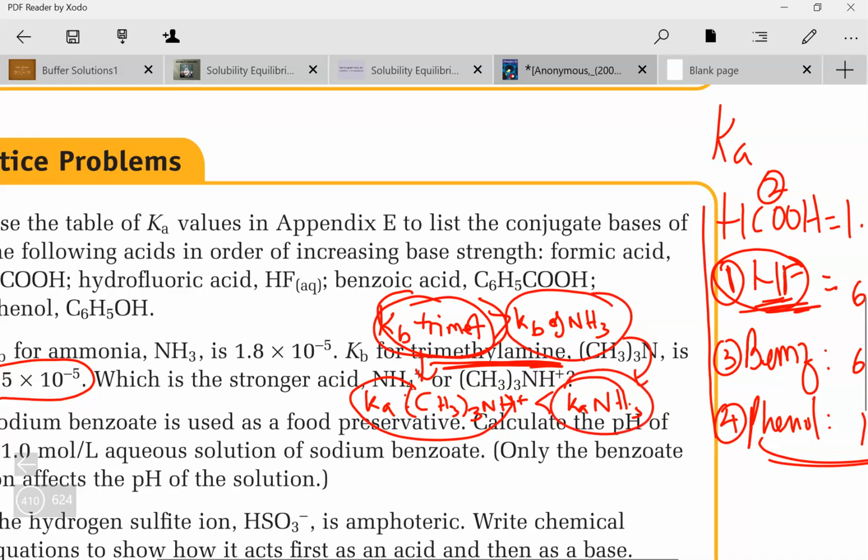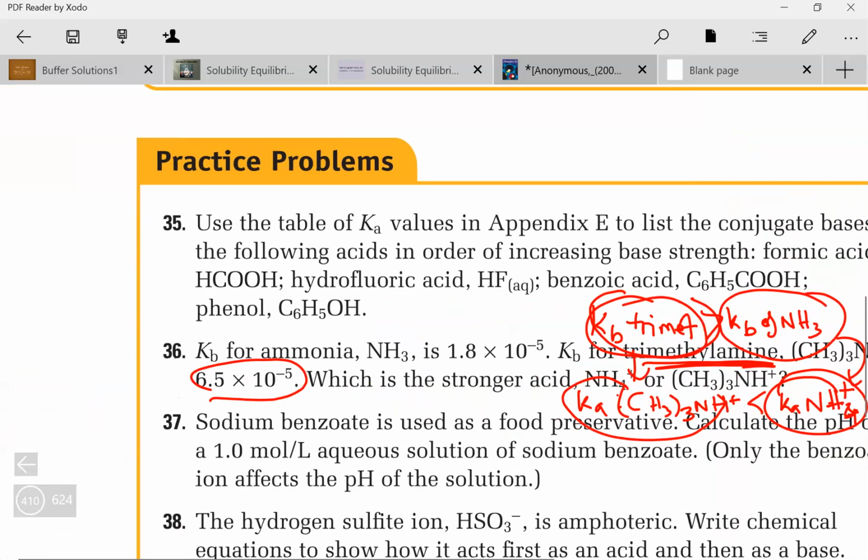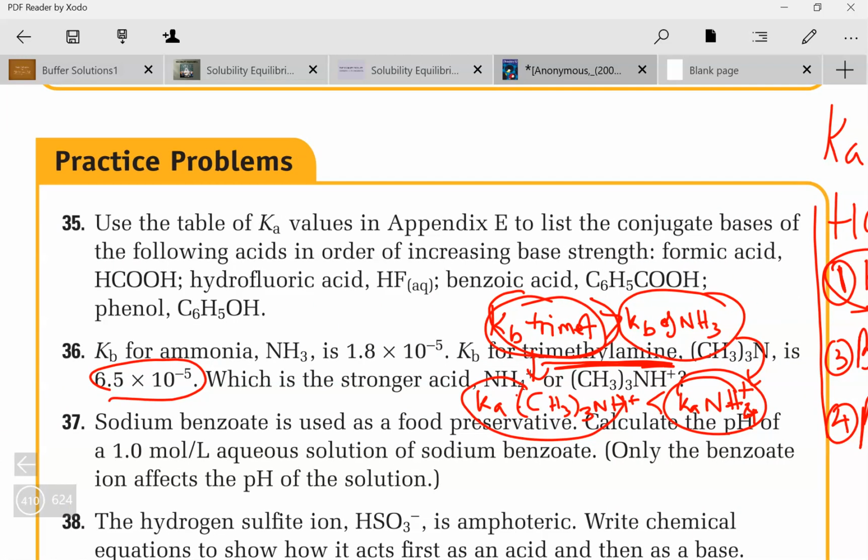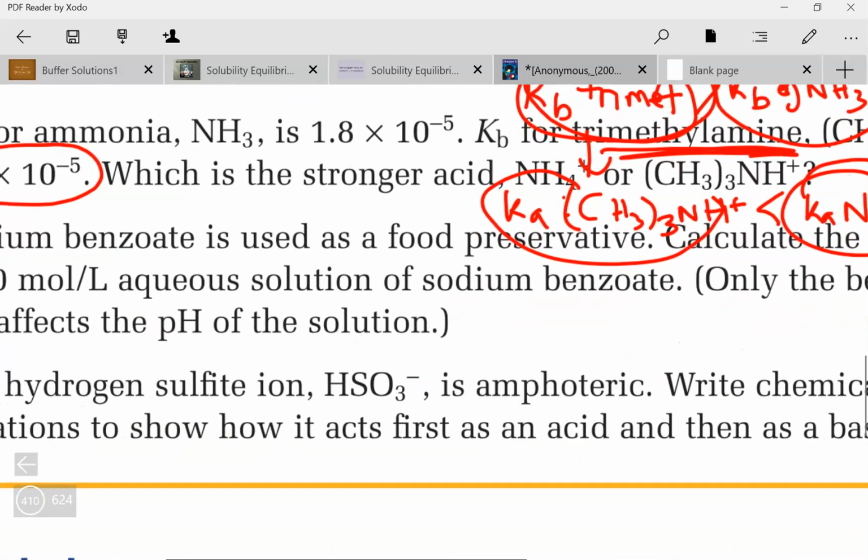So NH4 plus here will be the stronger conjugate acid. All right, so sodium benzoate: calculate the pH of a 1 molar aqueous solution of sodium benzoate. Okay.